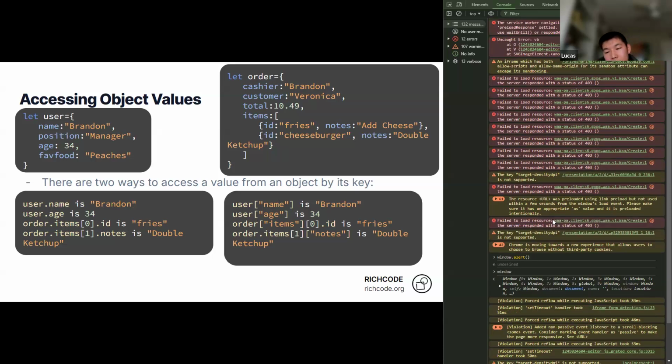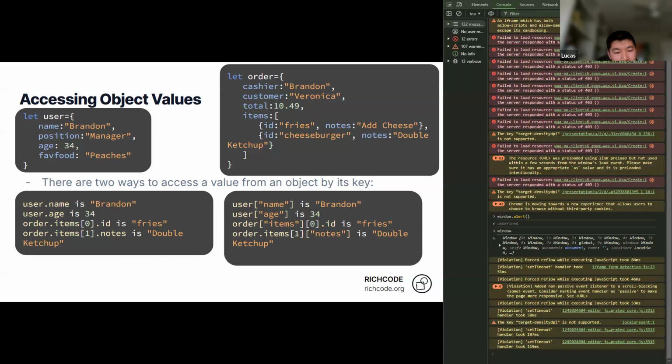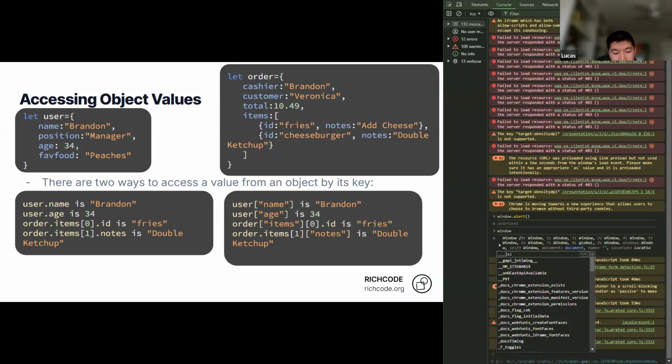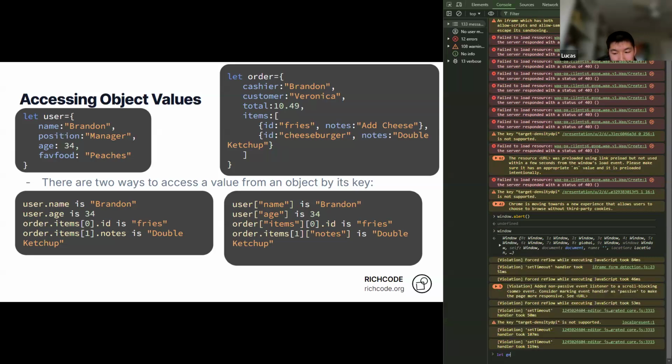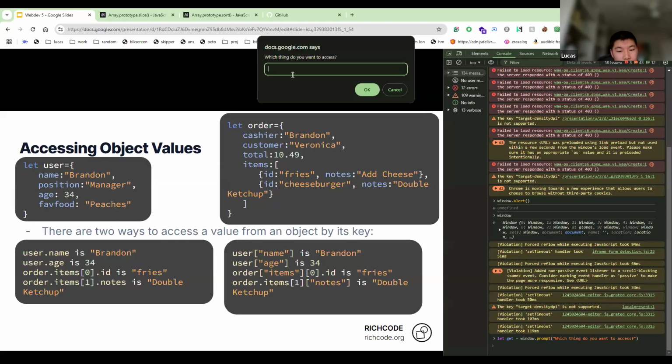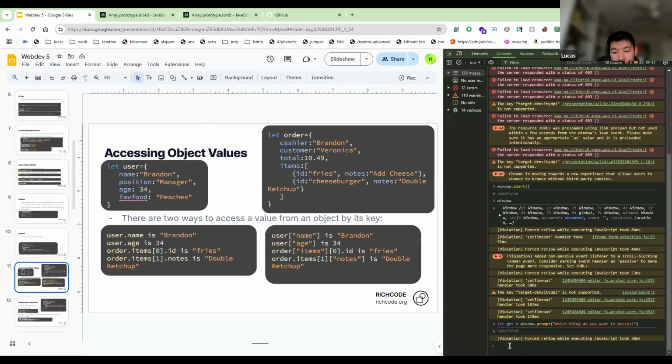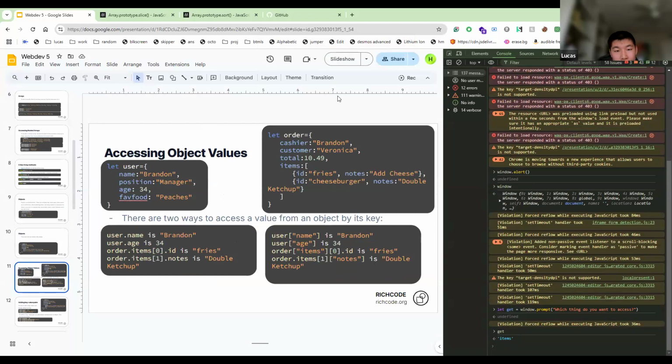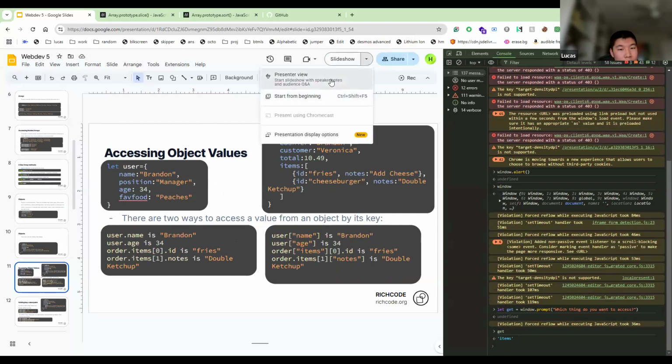Where this comes in useful is if you have something like the user telling you, oh, I want to access the age. So, for example, if I type in items, then I type in get, that will give me items.